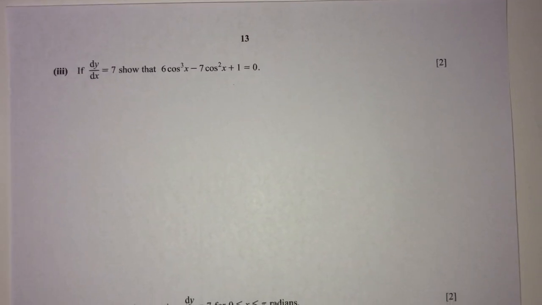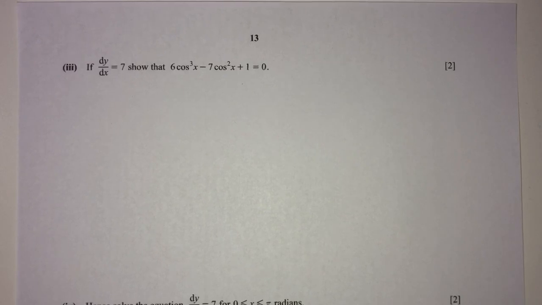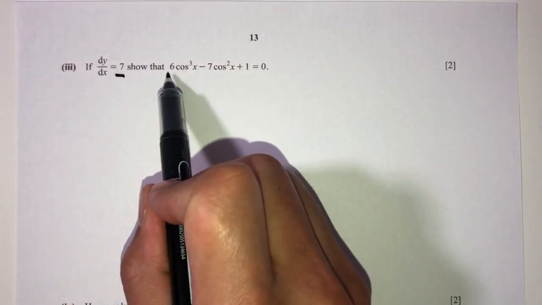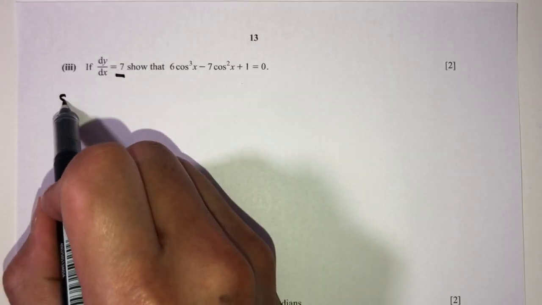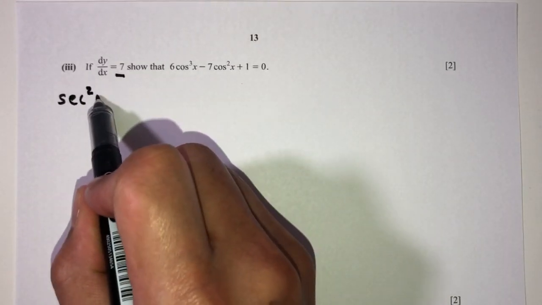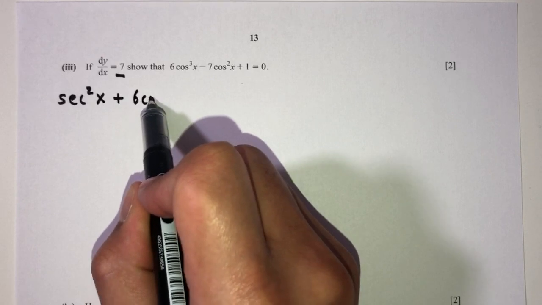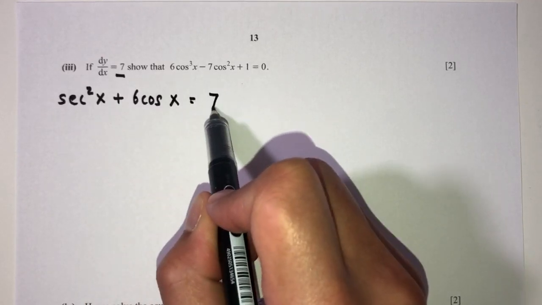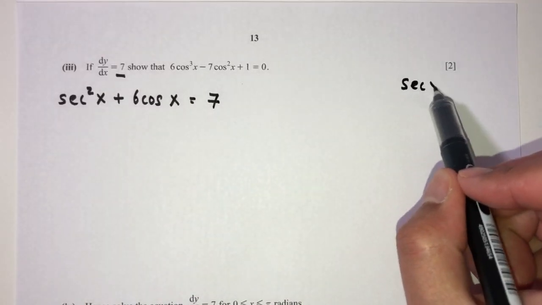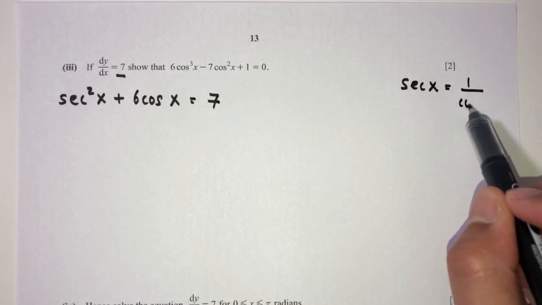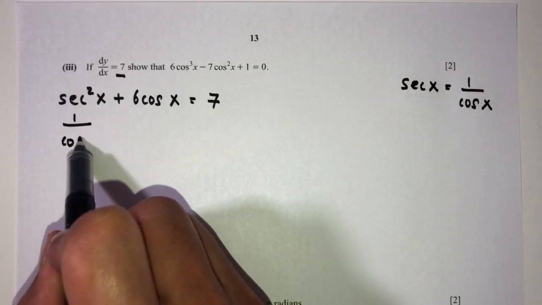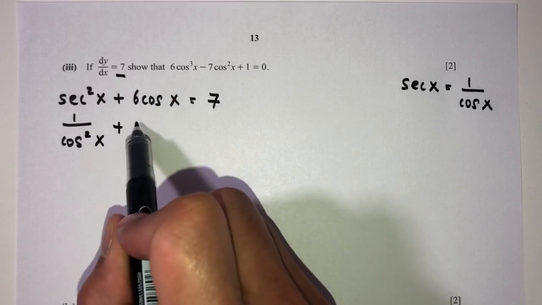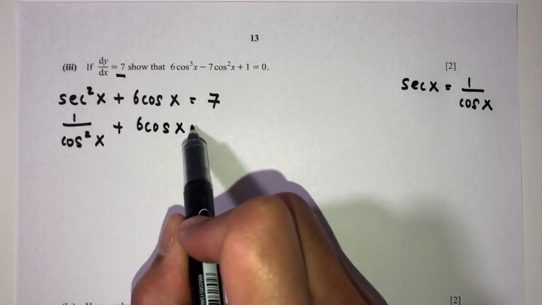Now for part 3, it is given that dy by dx is 7. We have to show this equation is true. So dy by dx is found to be sec square x plus 6 cos x is equal to 7. Now what is sec x? It is 1 divided by cos x. Replace back here, you will have 1 over cos square x plus 6 cos x is 7.